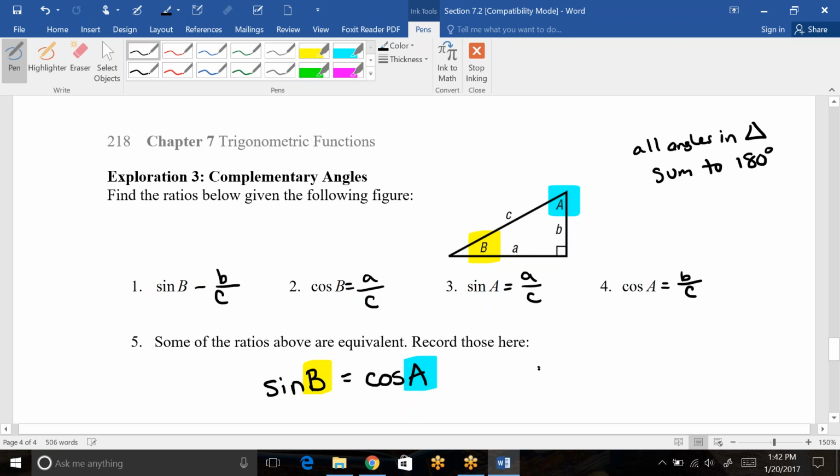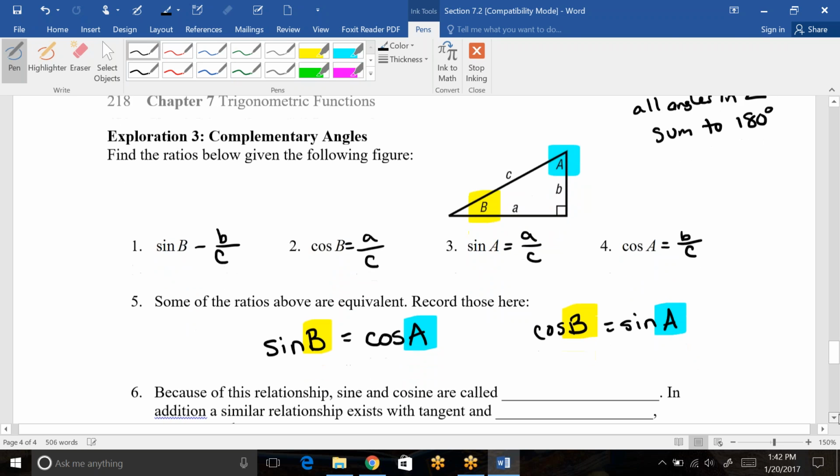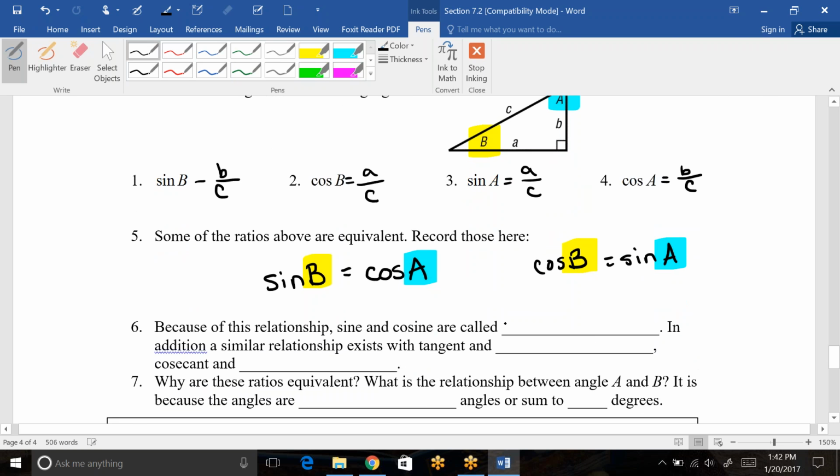And also cosine of B, so we'll record that with the yellow angle, is sine of A. Record that with the blue angle. So that's just an interesting fact that we've discovered. So because of this relationship, sine and cosine are called complementary to each other.